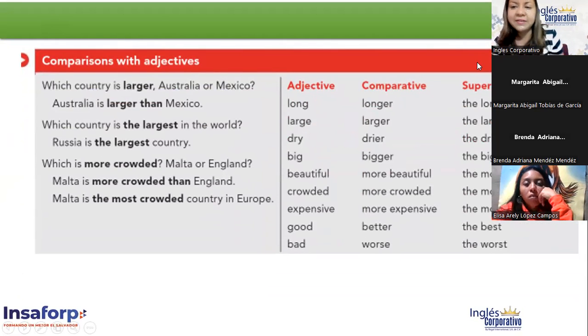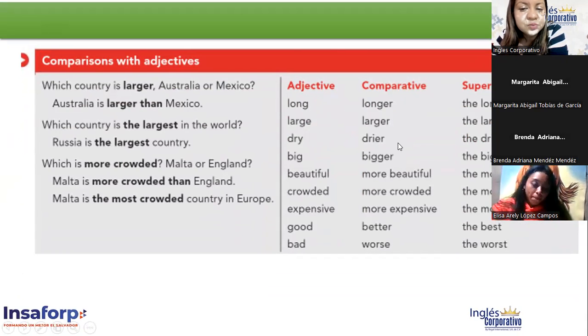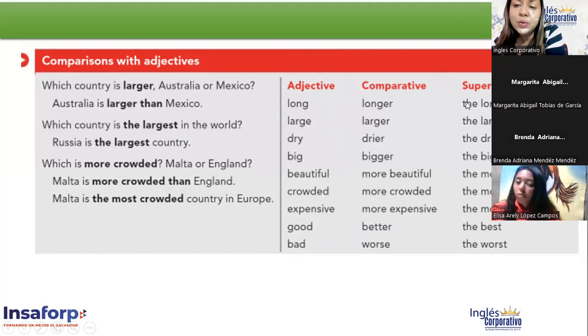Okay, so we have here a list of adjectives, comparatives, superlatives. With comparatives, we usually add -er to the adjective. Longer, larger, drier, bigger. If the adjective is long, more beautiful, more crowded, more expensive. And we have some irregular forms like good and bad. Good is better and bad is worse.